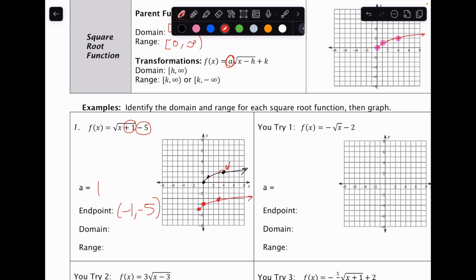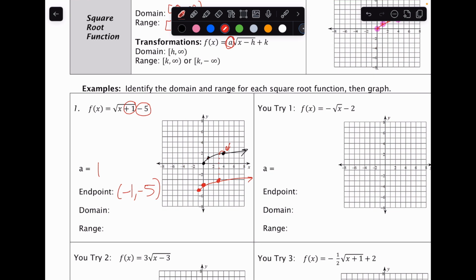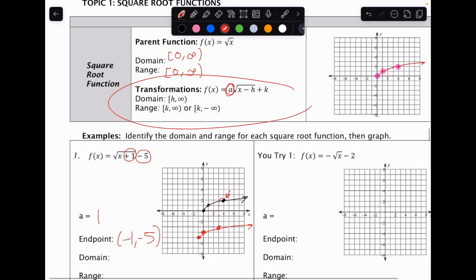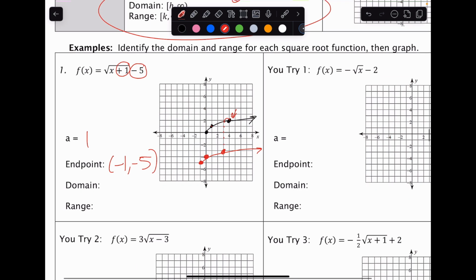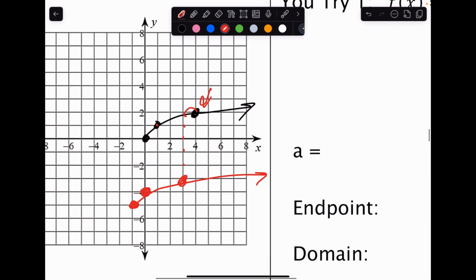All right. So now it's asking for the domain. Well, they gave us these nifty things here where it shows what the domain is based on the transformations. So the domain is h to infinity. Our h here is -1. So our domain is going to be -1 to infinity, which makes sense, right? If you look at the x values that we're getting outputs for, they start here and go on to infinity.